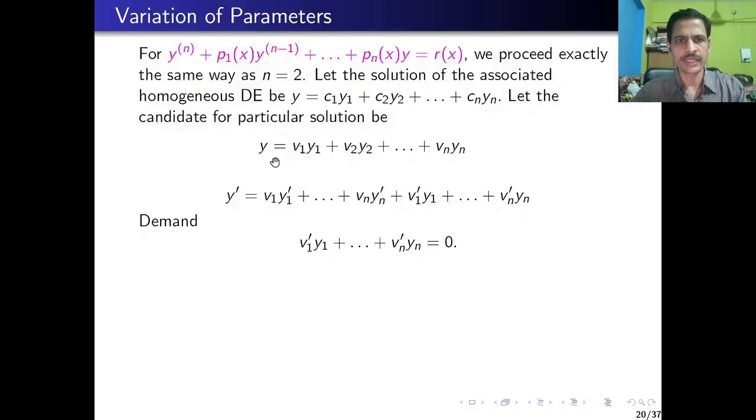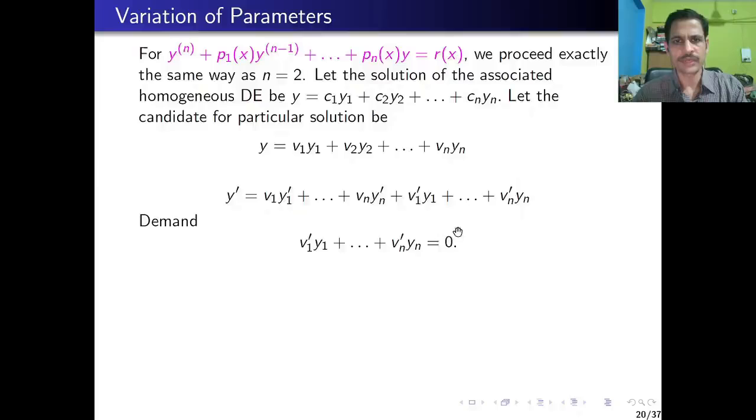So we take y is equal to v1 y1 plus v2 y2 plus dot dot dot plus vn yn as the candidate for the particular solution, and we wish to determine what v1, v2, vn will work. For that we differentiate y. We get y prime is equal to v1 y1 prime plus dot dot dot plus vn yn prime plus v1 prime y1 plus dot dot dot plus vn prime yn.